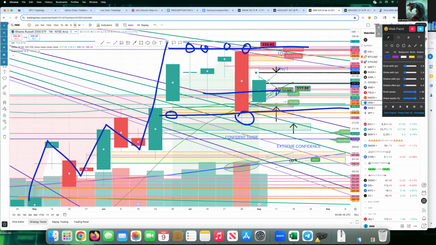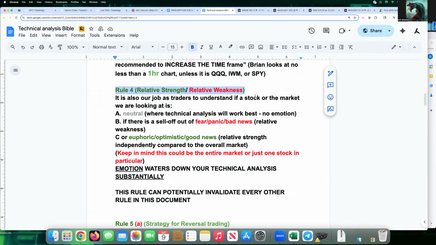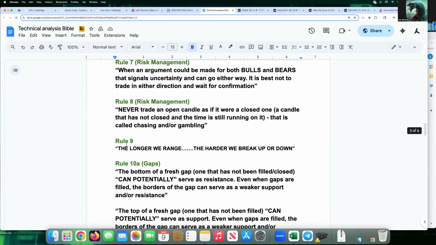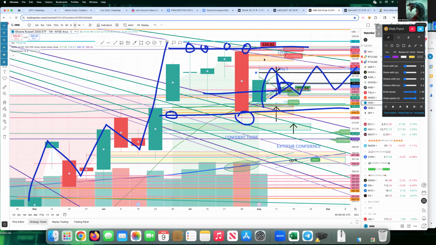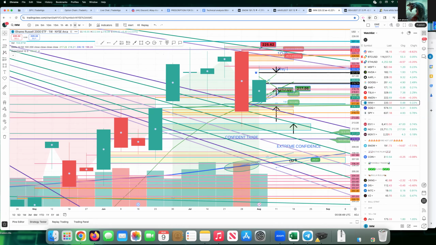See how we're kind of moving sideways? I would love if we stay here another 3 or 4 weeks. Why? Let's go back to the technical analysis Bible, because the longer we range, the more we stay in that clear high and clear low, the harder we're going to break up or down. I would love nothing more if we stayed here for maybe 1, 2, 3 more weeks, and then we got a candle close above this level, maybe a liquidity grab, and then we just zoomed on higher. That would be fantastic. So I don't mind if we move sideways here on IWM.